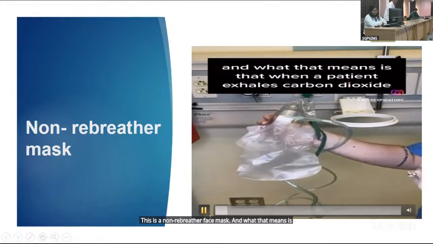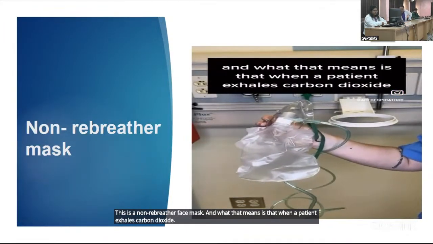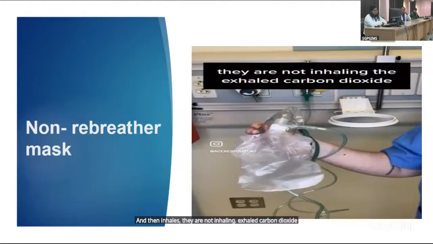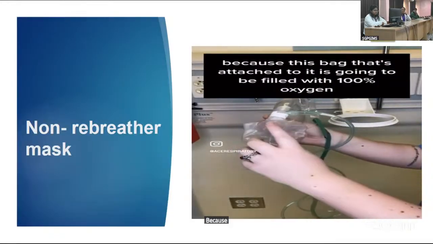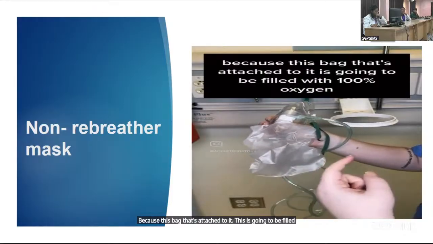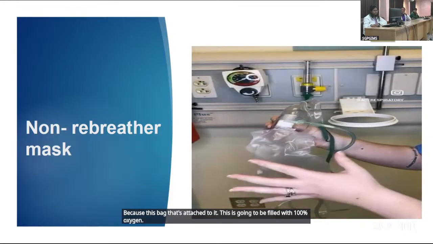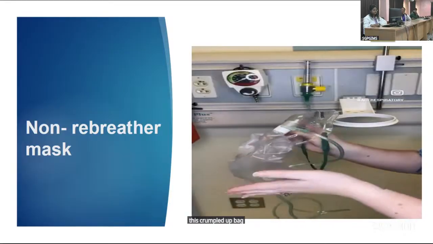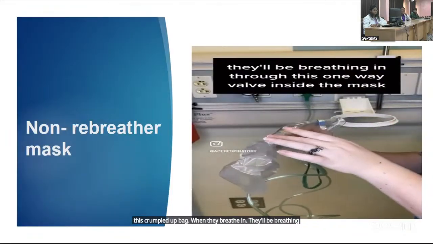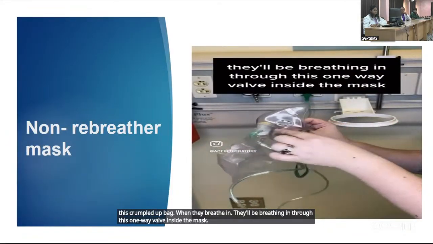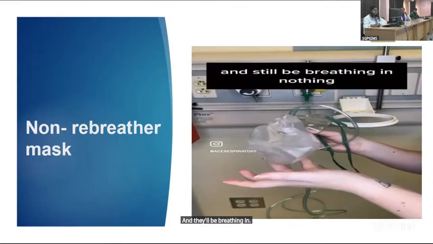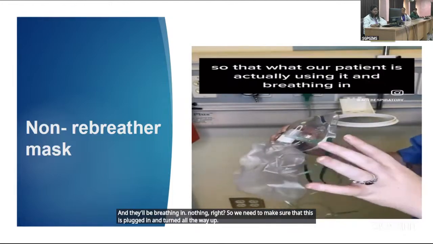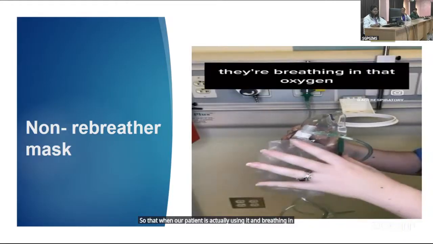And what that means is that when a patient exhales carbon dioxide and then inhales, they are not inhaling the exhaled carbon dioxide. They're not rebreathing it, because this bag that's attached to it is going to be filled with 100% oxygen. However, if you place this on a patient as it comes with this crumpled up bag, when they breathe in, they'll be breathing in through this one-way valve inside the mask, and they'll be breathing in nothing, right? So we need to make sure that this is plugged in and turned all the way up, so that when our patient is actually using it and breathing in, they're breathing in that oxygen.